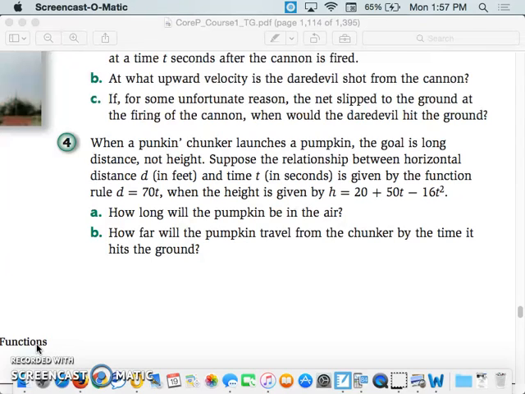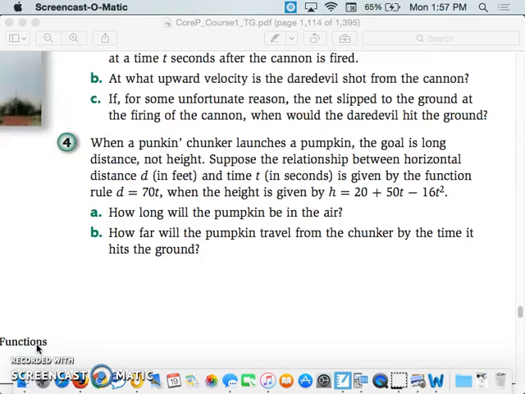So suppose the relationship between horizontal distance and time is given by the function rule d equals 70t, and then the height is given by h is equal to 20 plus 50t minus 16t squared. How long will the pumpkin be in the air?